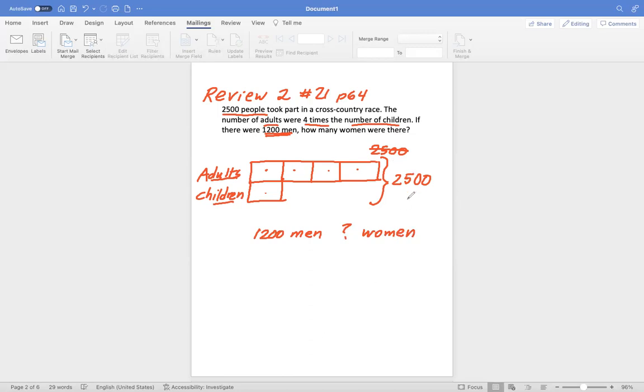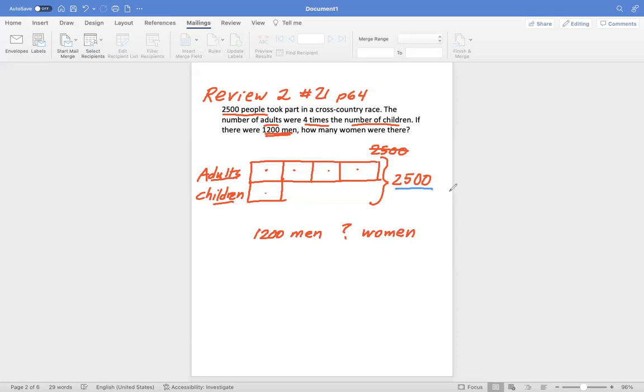So what can I do with that first information that I have? Look at what we have. We have the total is 2,500, and I have 5 equal parts because I have 4 times the number of adults and 1 part children. 5 equal parts is breaking it into fifths. So this is a fraction of the whole. If 4 equal parts are adults and 1 part is children, that's 5 equal parts.